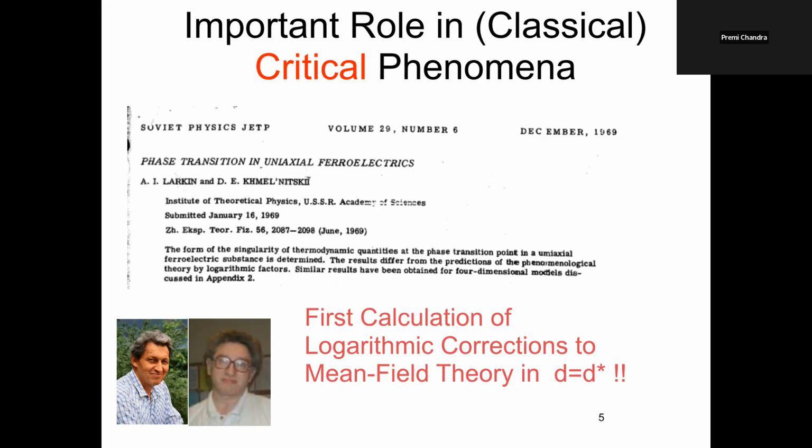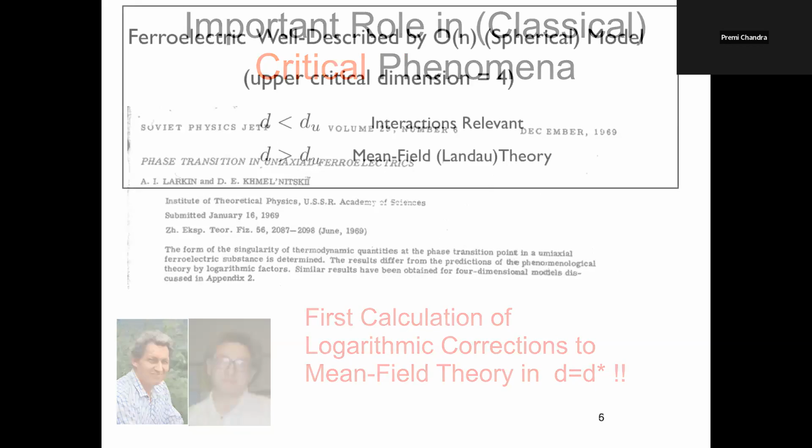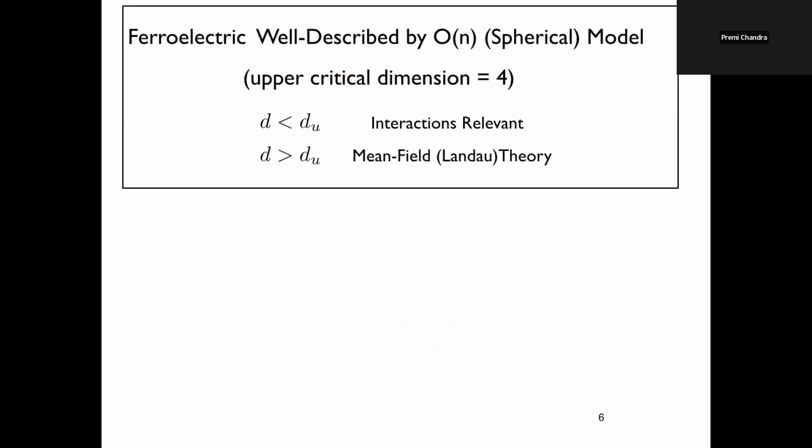What Larkin and Kamenitsky realized was that if you have a uniaxial ferroelectric, and I'll talk about that in a minute, you actually are in d equals 4 dimensions. Well, it's clear it's in 3 dimensions, but the fact that you're uniaxial puts you in effectively 4 dimensions. They did the first calculation of logarithmic corrections to the field theory in the marginal dimension, and it was actually seen in the experiment. So let's go through that. First of all, the ferroelectric is well described by an O(N) spherical model. We just talked about what the spherical model is. It has an upper critical dimension of 4, which means that interactions are relevant for less than 4, and mean field exponents are valid for greater than 4.